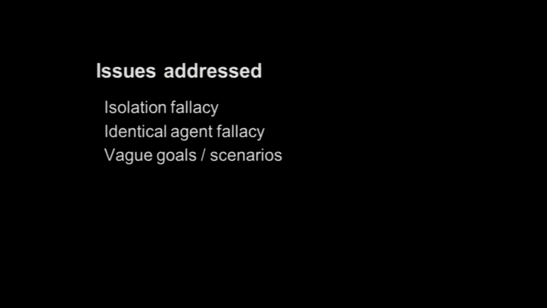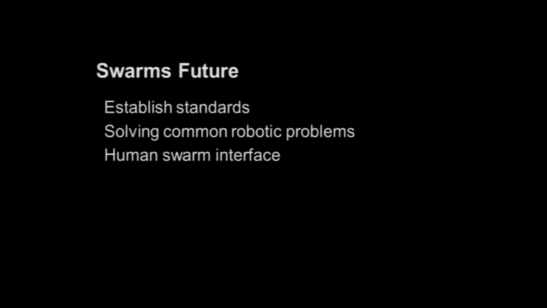Identical agent fallacy. There have been a few papers I've read that say all the agents must be the same. But if all the agents are the same, then as soon as one needs to do something specific, there's no hardware that can deal with it. If you've got a whole bunch of robots with tracks, they can't undo screws. You need specific hardware for that. And vague goals and scenarios, it could just be the papers that I've read, but a lot of the research seems to be, we know this is cool and we know it could be useful, but we're still trying to figure out exactly where it will be useful. So I tried to address some of these problems with my application.